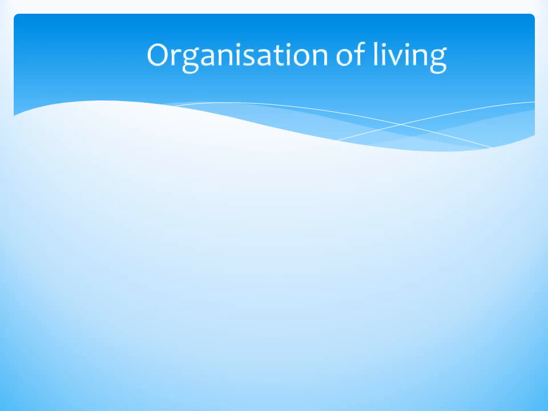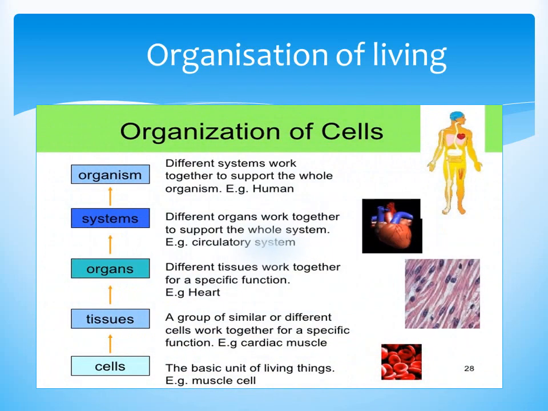Following illustration can help you understand better. Just observe how cells organize to form tissues, tissues organize to form organs, then organ systems, and ultimately organ systems are assembled to form a human body.